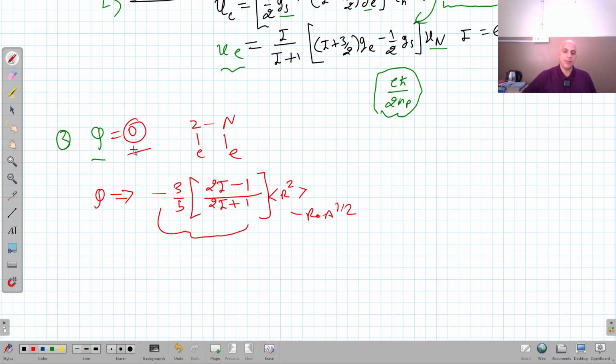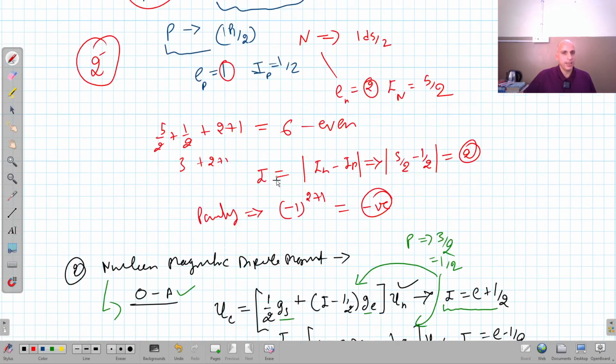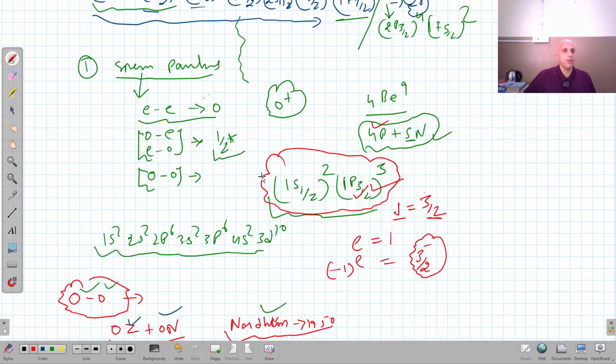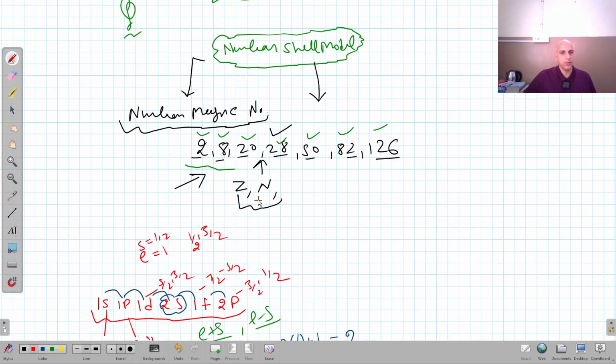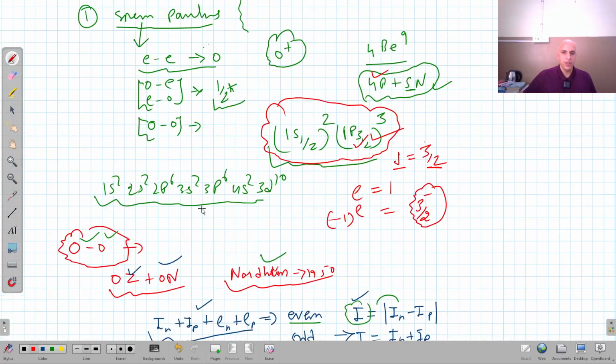So these are some applications of the shell model that are usually asked: quadrupole moment, nuclear magnetic dipole moment, spin and parity of the nuclei, and nuclear magic numbers, right? So all these are the applications. So now this is all about these two important topics of nuclear physics.